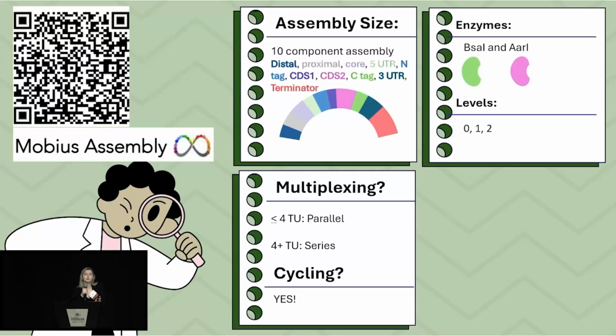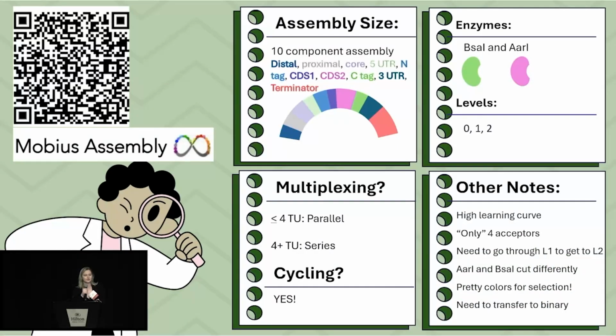You can clone in parallel as long as you have 4 or fewer transcriptional units. So if you're doing that situation I described earlier with your Cas9, guide, and selection, you could use Mobius to clone in parallel for that. I have a lot of notes for Mobius. I think that with all the components, it does have a bit more of a learning curve.